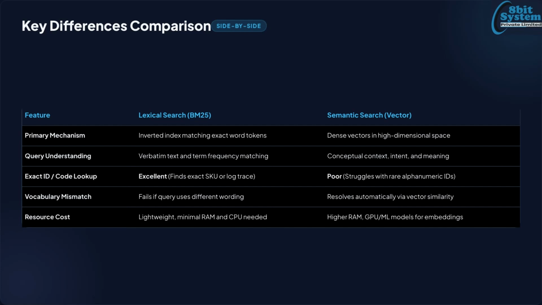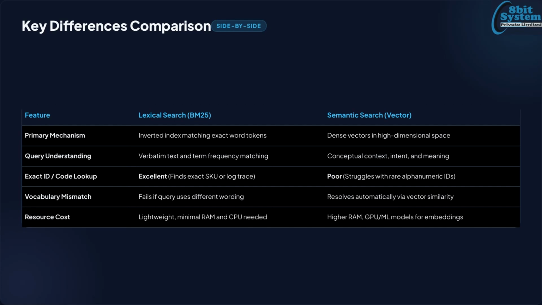For example, searching cheap phone and budget smartphone may produce different results in lexical search, while semantic search understands that both have a similar meaning. And here for exact ID or code lookup, lexical search is excellent at finding exact SKUs, IDs, or log traces. Semantic search struggles with rare alphanumeric IDs.